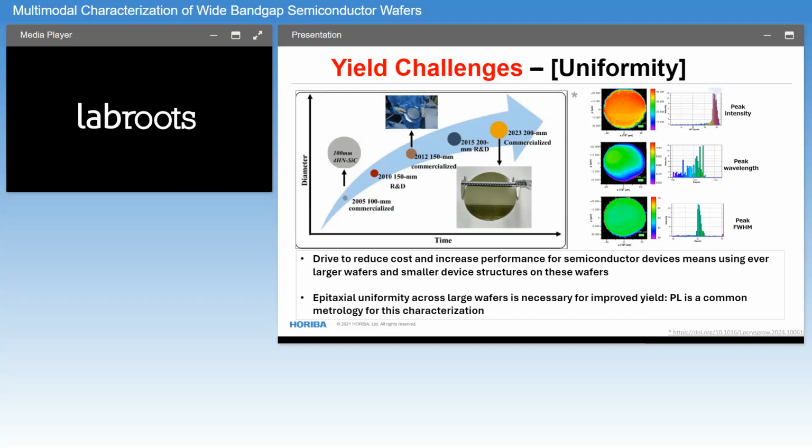For silicon carbide, today's state of the art is 200 millimeter wafers, and I'm sure that's going to continue to increase. The problem, of course, is that the larger your wafer, the more challenging it is to achieve uniformity, given the nature of the processes involved. So being able to map that uniformity for device wafers is important. And for that, the go-to tool often is things like photoluminescence because of the ease and speed of doing that type of measurement.